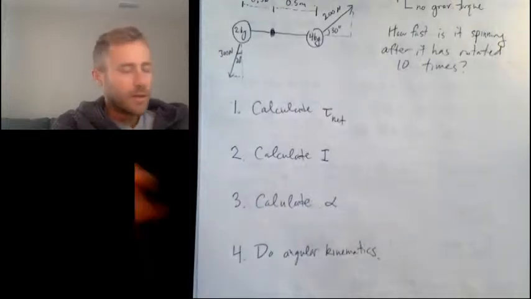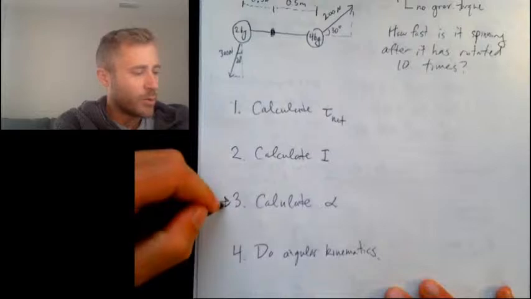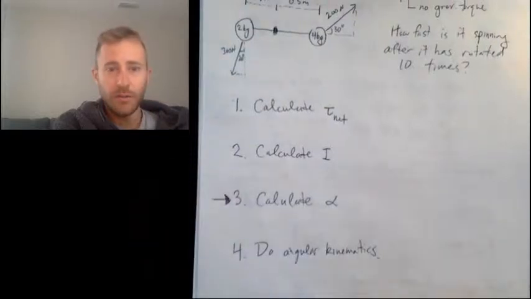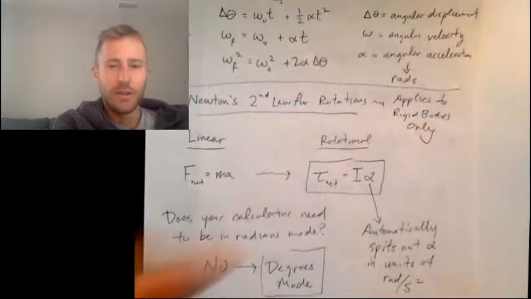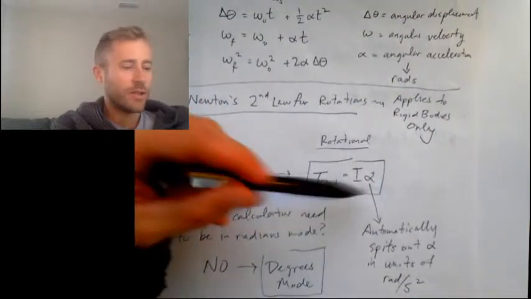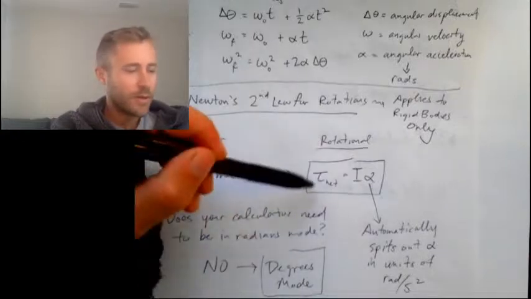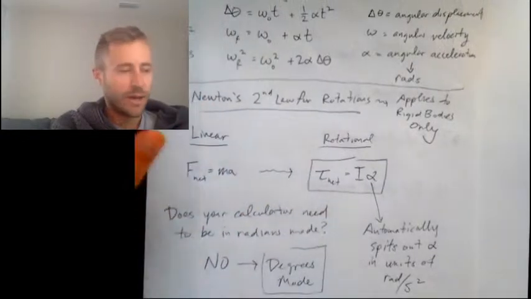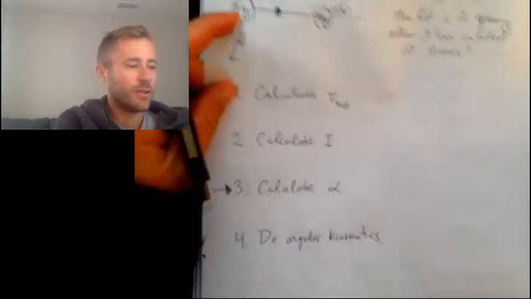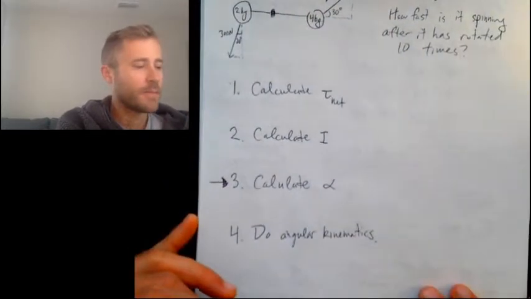Okay, now step three. This is the point where we will use Newton's second law for rotations. Now, why is that? It is because you can see that Newton's second law for rotations has alpha in it. If we want to calculate alpha, we need to know the net torque and the inertia. So that is why we first calculate the net torque and the inertia, and then we calculate alpha, and then we go from there. Okay?